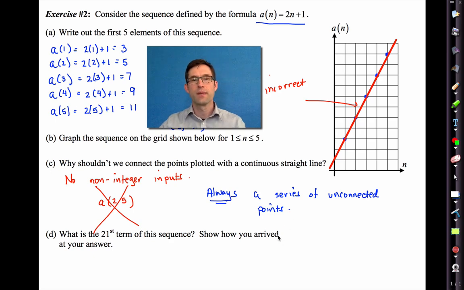All right. Letter D is not too bad. It says, what's the 21st term in this sequence? So if you listed them out, which one would be sitting in spot 21? Pause the video for a second and see if you can figure this out.